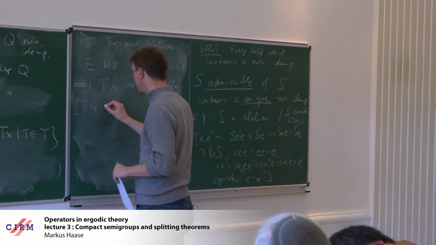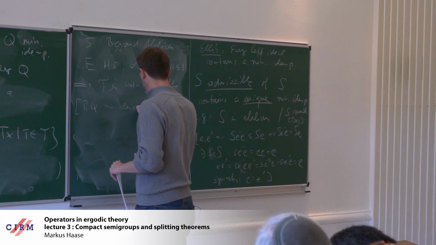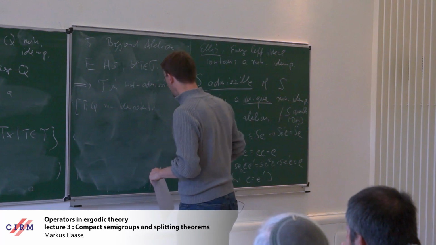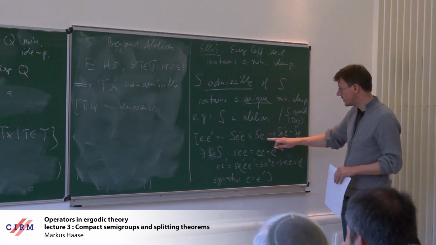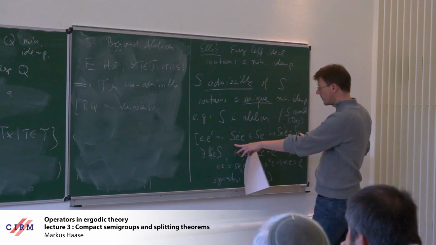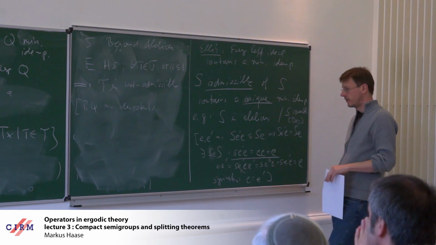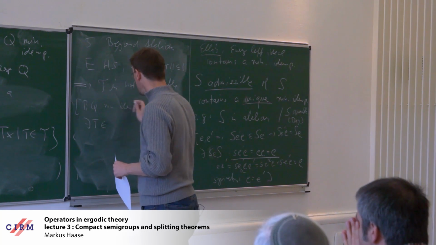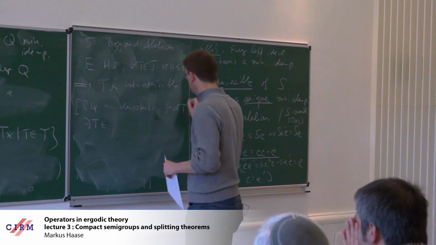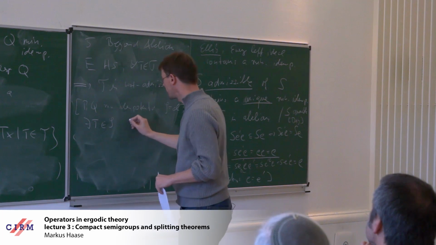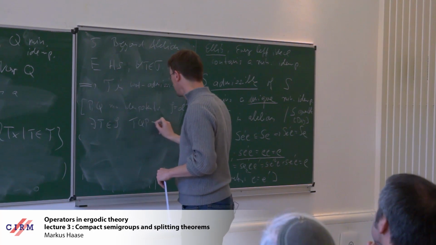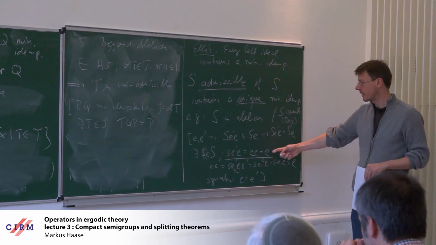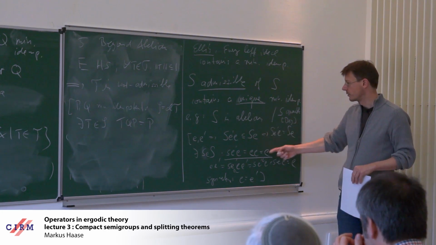Suppose P and Q are minimal idempotents. Here's still the proof for the abelian case. As in the beginning, just using minimality, we get this also in the Hilbert space case. So there is an operator T in the closure of the semigroup such that TQP is P. This is just this argument, and here we haven't used that it's abelian, we only used minimality.